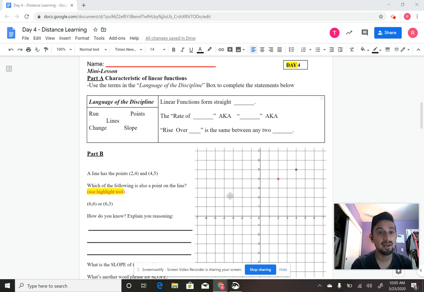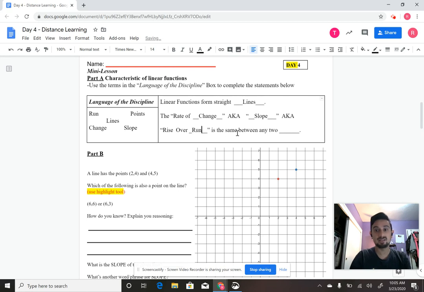How you guys doing? I'm gonna be here with the answers for the mini lesson. It's part A, characteristics of linear functions. Use the terms in the language of the discipline box to complete the statements below. So in the box, the language of the discipline, we have run, points, lines, change, and slope. Linear functions form straight, I think that's gonna be lines, form straight lines, aka the rate of change, aka slope, aka rise over run, is the same between any 2 points.